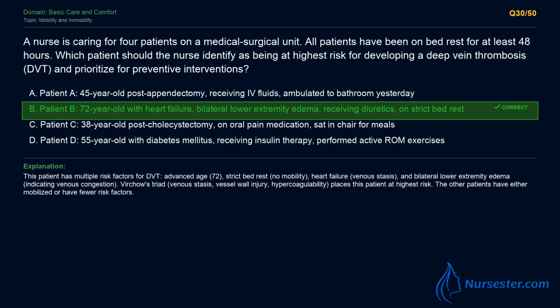The correct answer is B. This patient has multiple risk factors for DVT: advanced age, 72, strict bed rest, no mobility, heart failure, venous stasis, and bilateral lower extremity edema, indicating venous congestion. Virchow's triad, venous stasis, vessel wall injury, hypercoagulability, places this patient at highest risk. The other patients have either mobilized or have fewer risk factors.